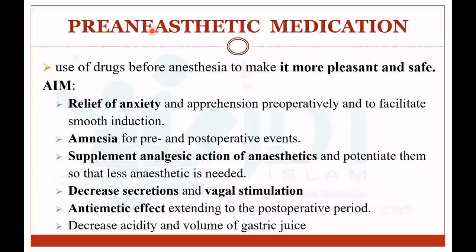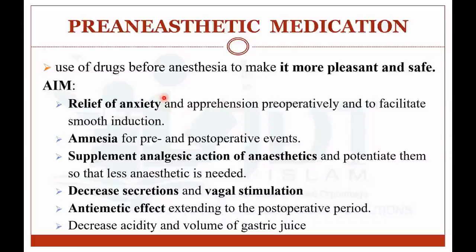Now this is the most important part of general anesthetics, pre-anesthetic medication. So when giving anesthesia, it was said that some complications, some movements and some adverse effects can be produced. So to compensate for that, and to make the anesthesia more pleasant, the drugs we use are called pre-anesthetic medications. Now these are some aims of pre-anesthetic medication: for the relief of anxiety and prevention of it pre-operatively, to facilitate the smooth induction of anesthesia.